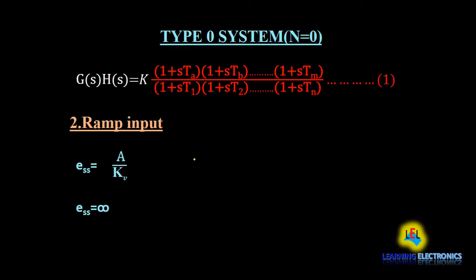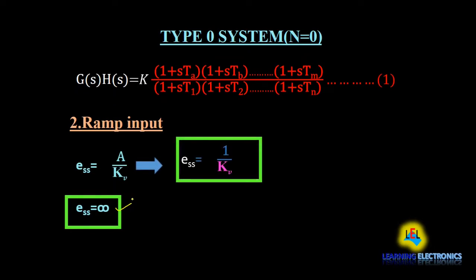So in type 0 system, when ramp input is applied, then steady state error is infinite and may damage the parameters of the system or may cause saturation in the parameters. So ramp input is not used to excite the type 0 system as steady state error is infinite here. So if the unit ramp signal is applied, then the steady state error is given by 1 upon Kv, and when we put the value of Kv here, which is equal to 0, then again for unit ramp also the steady state error will be infinite.